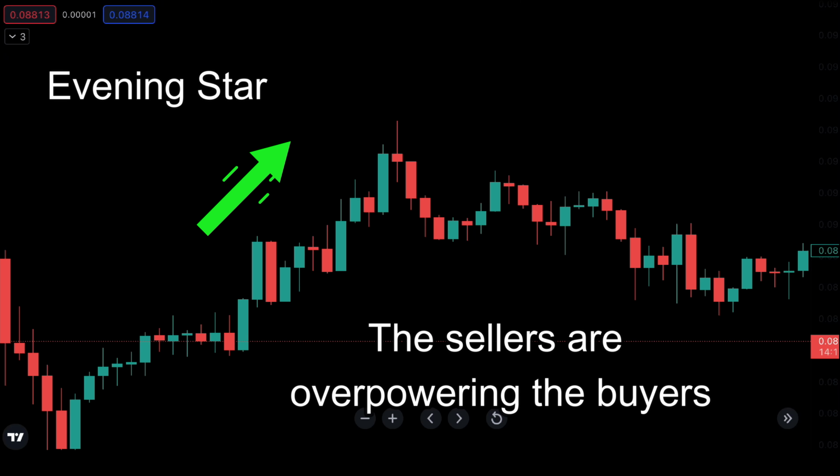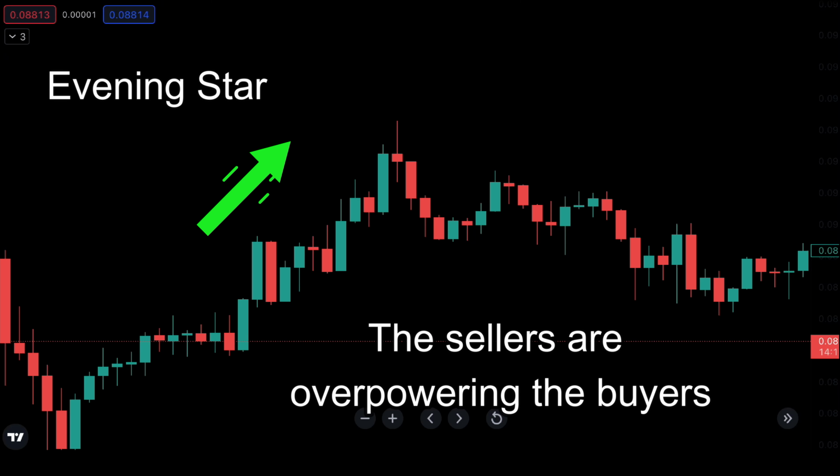Just above and below the real body are the shadows or wicks. The shadows show the high and low prices of that day's trading, the highest and lowest price that the stock was worth that day. Candlesticks are created by up and down movements in the price. While these price movements sometimes appear random, at other times they form patterns that traders use for analysis or trading purposes. There are many candlestick patterns.